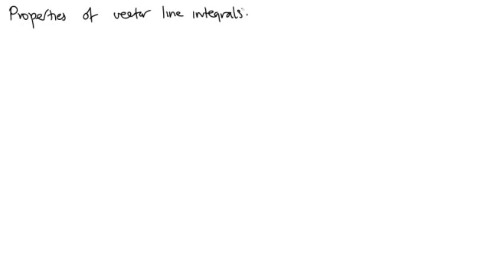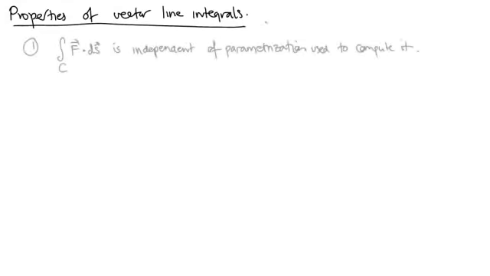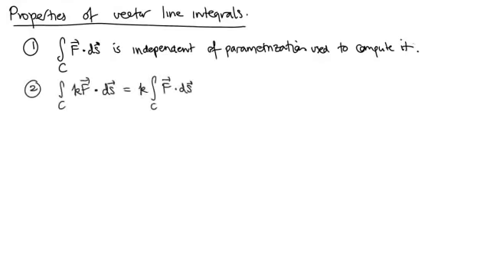Because the line integral of a vector field is defined in terms of the line integrals of ordinary functions, a lot of the properties of line integrals from yesterday will carry over to properties of line integrals today. For example, the line integral of a vector field ds over some curve C is independent of the parameterization used to compute it. The line integral of a scalar multiple of a vector field is that multiple of the line integral of the vector field.